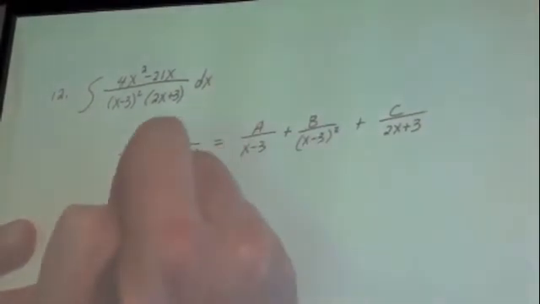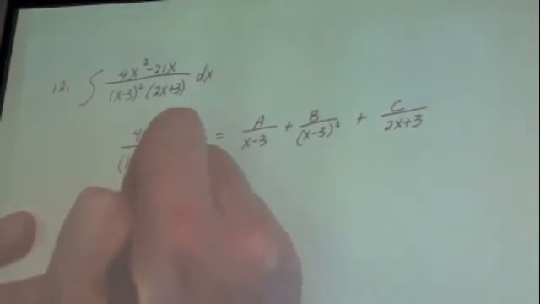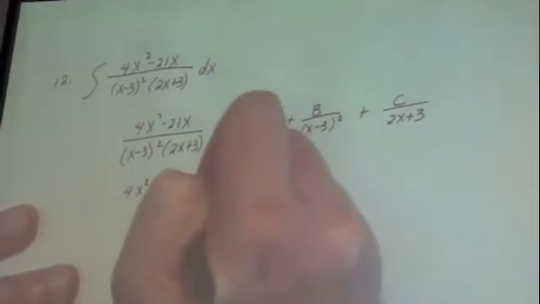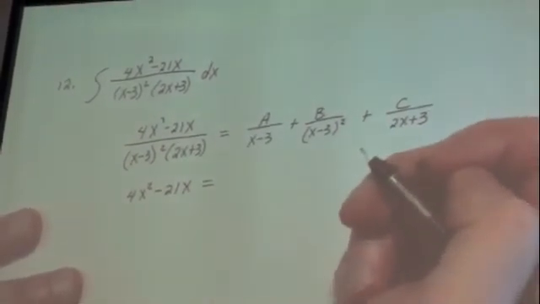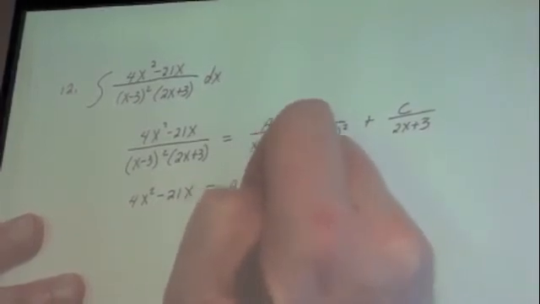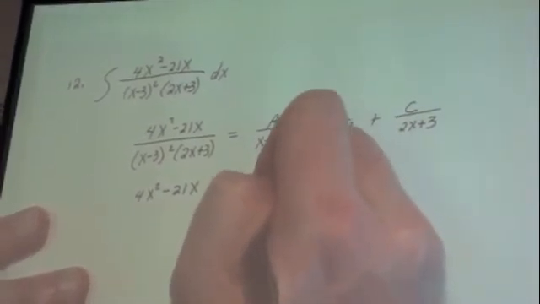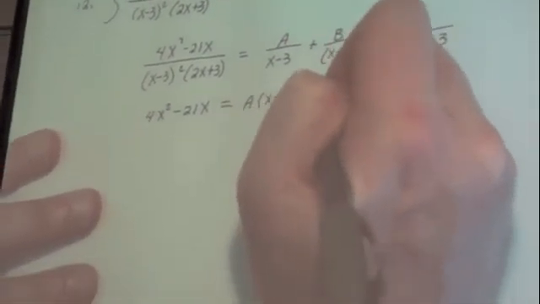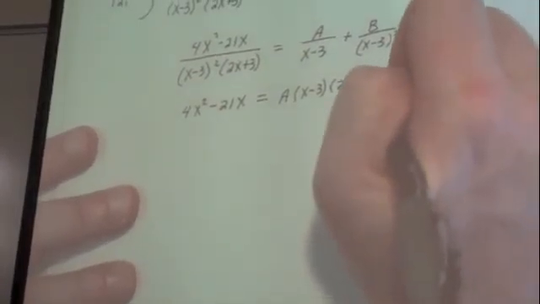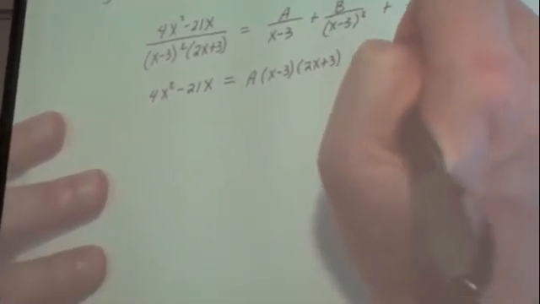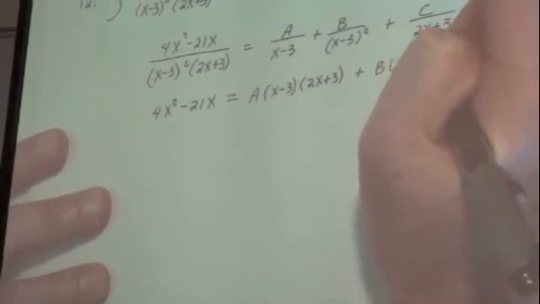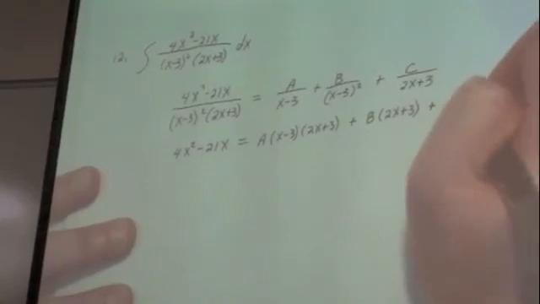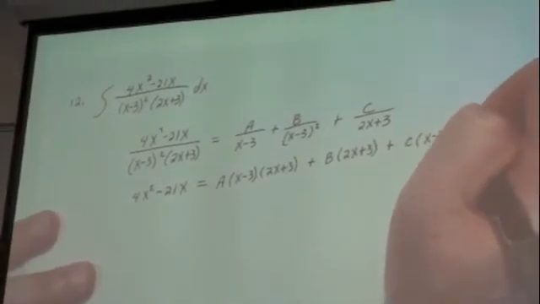So now I'll say, okay, if I multiply by the least common denominator on each side, I'll get 4x squared minus 21x is equal to, so I'll have a, and a is going to be multiplied by x minus 3 to the first and by a 2x plus 3. B is going to be multiplied by only the 2x plus 3. And C is going to be multiplied by x minus 3 quantity squared.